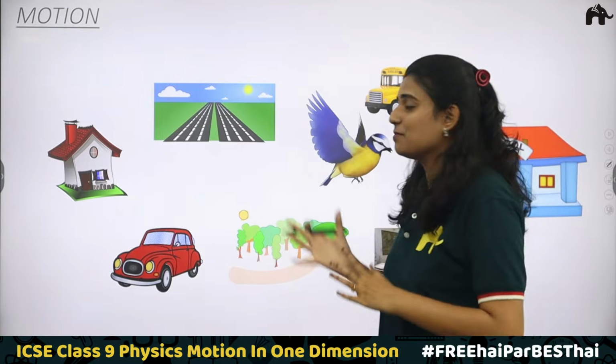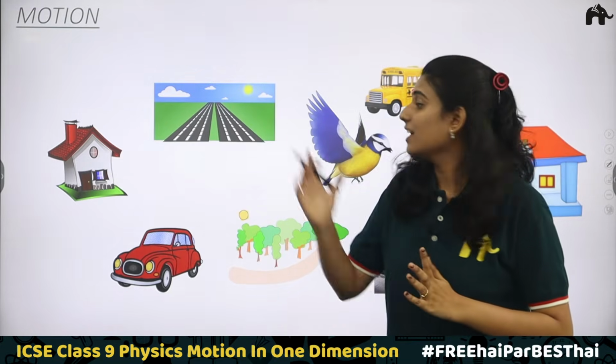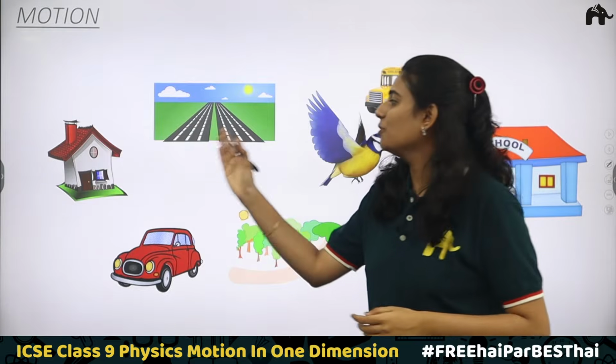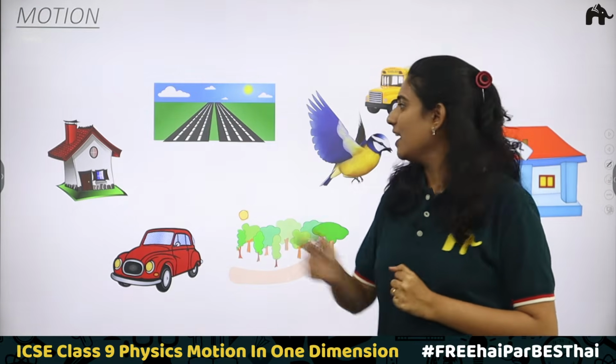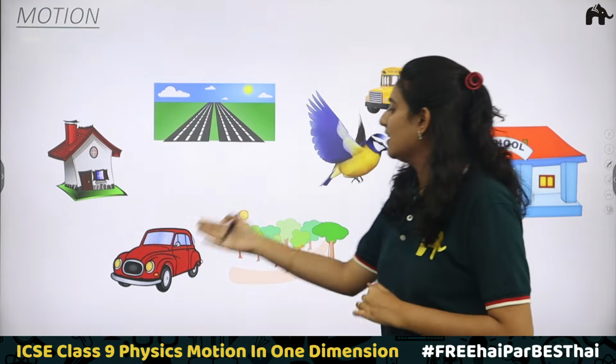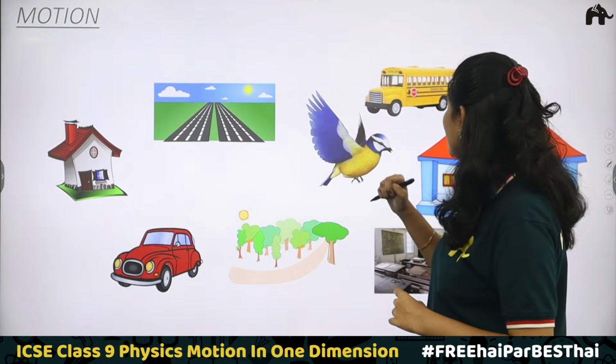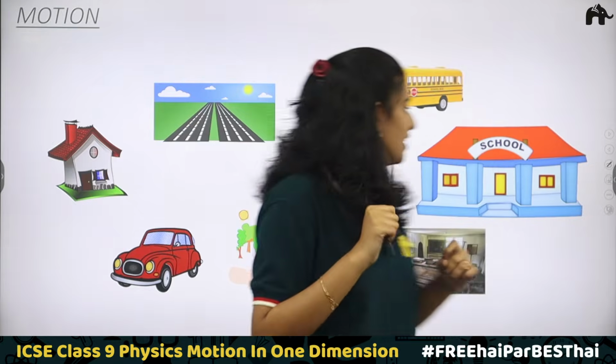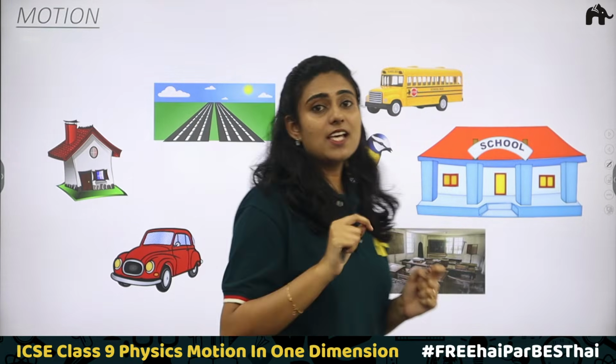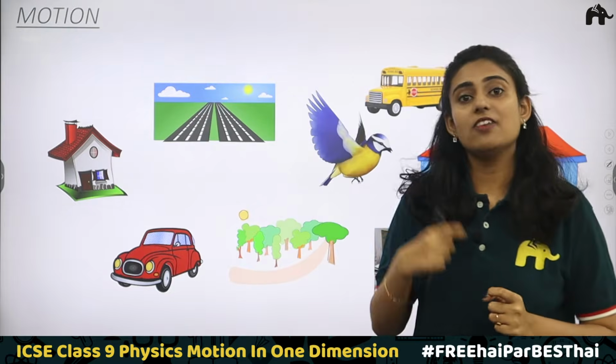So here we have some objects which you see regularly when you go from your home to school. Here we have an empty road, then there is a car moving, you have forest, a bird is flying, you have your school bus, you have some benches and desks. Now tell me, which are the objects that are moving and which are not?